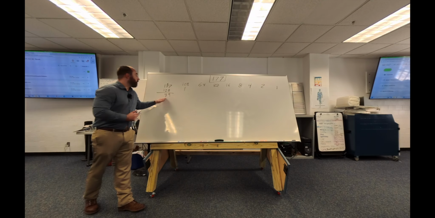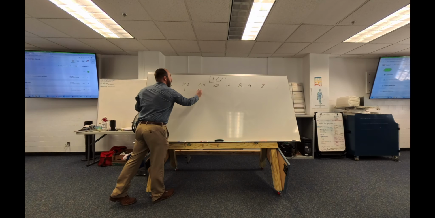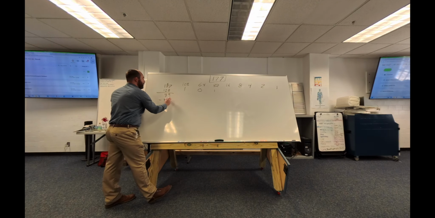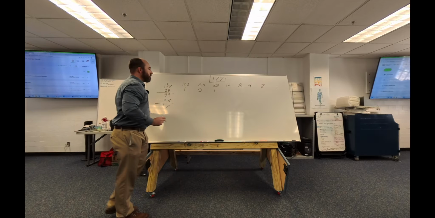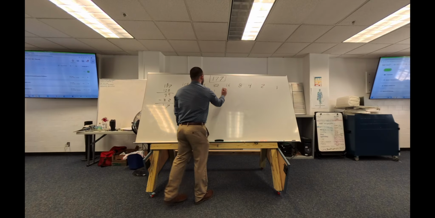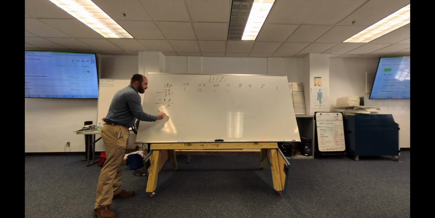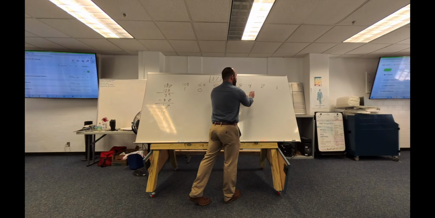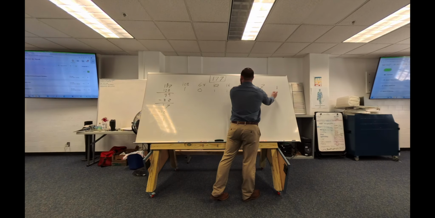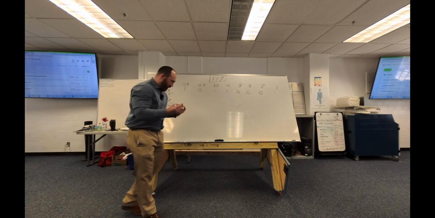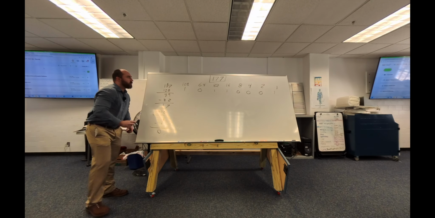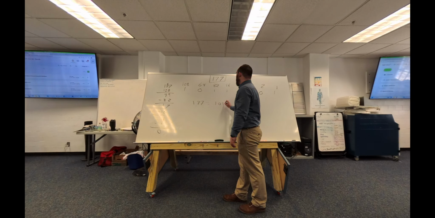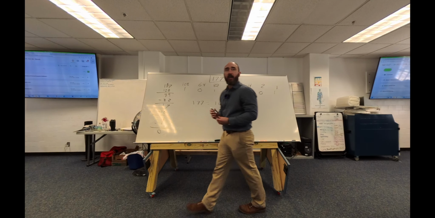Does 64 go into 49? No. So this will be off. Does 32 go into 49? Yes, so that's on. 49 minus 32 gives us 17. Does 16 go into 17? It does. 17 minus 16 gives us 1. 8? 4? 2? No. 1? Yes. 1 minus 1 gives me 0. So 177 in decimal equals 10110001 in binary.